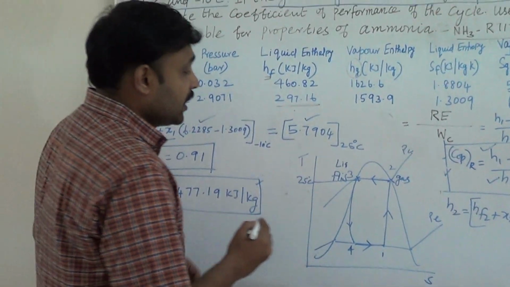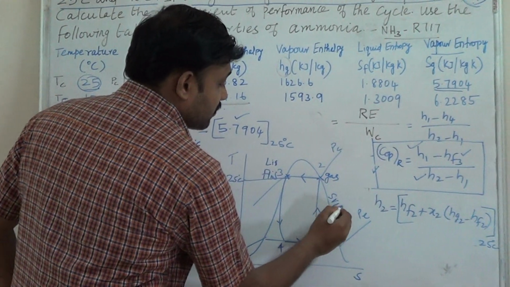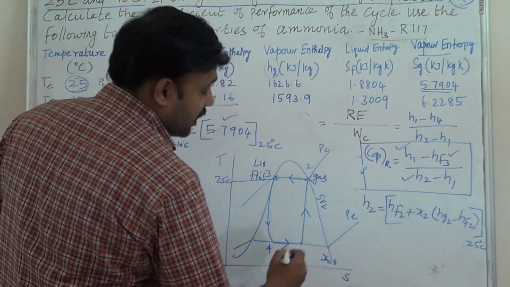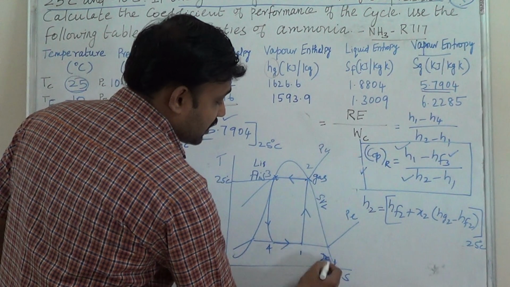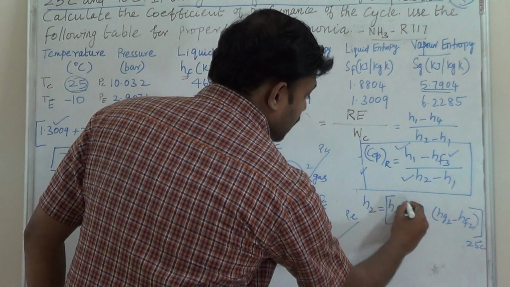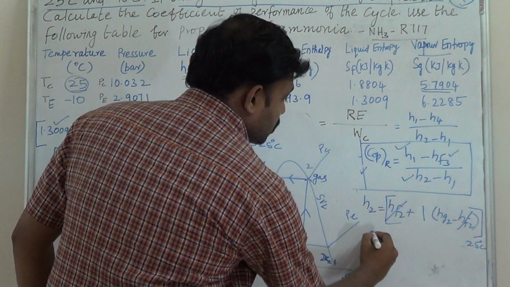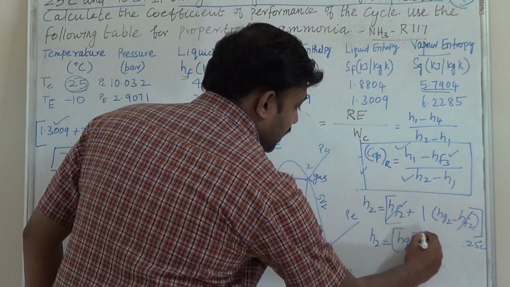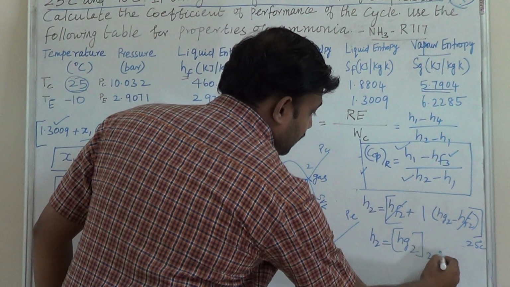Now since it is exactly lying on the saturation vapor line, it is having the dryness fraction X value as 1. So if I substitute the X value as 1, this will be cancelled. So my H2 will be Hg2, that is vapor enthalpy corresponding to 25 degrees centigrade.